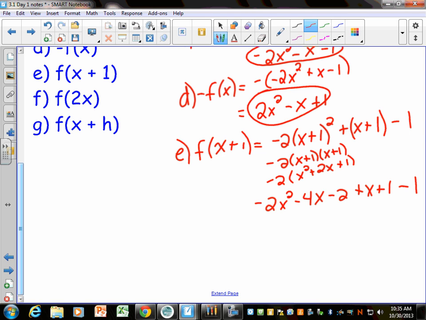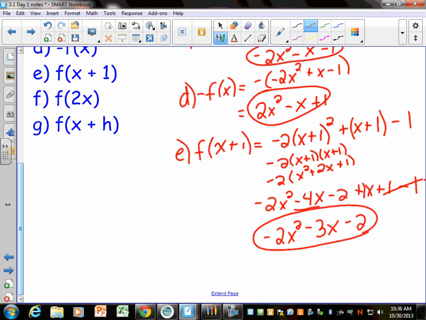Simplify. But don't forget to FOIL that out. I think that's probably the biggest mistake that I would expect to see. But negative 2x squared, negative 4x plus 1x would be a minus 3x. 1 minus 1 is 0. So I think that's what you should get for E.